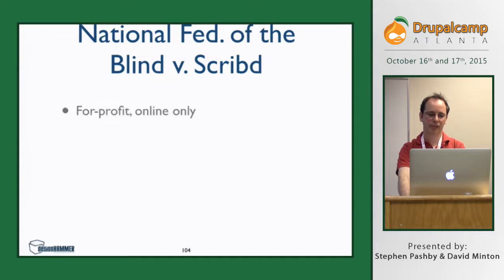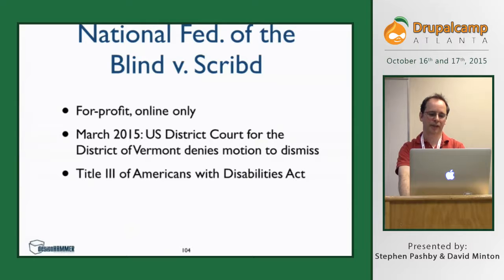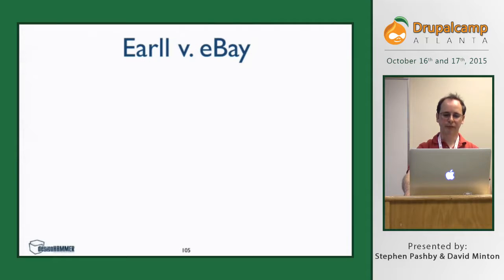the National Federation of the Blind versus ScribD. ScribD is a for-profit, online-only business. In March of 2015, the U.S. District Court for the District of Vermont denied a motion to dismiss. And the court case is based on Title III of the Americans with Disabilities Act. And you remember that was the one that hinged on the word of. So the question is, is ScribD, a for-profit web-only business, a public accommodation? They and their attorneys felt they were not, and filed a motion that the case should be dismissed because they're not a public accommodation, and the court disagreed. And I believe that one is still in progress, but that gives you a hint about the way the court is leaning on that. So that was East Coast.